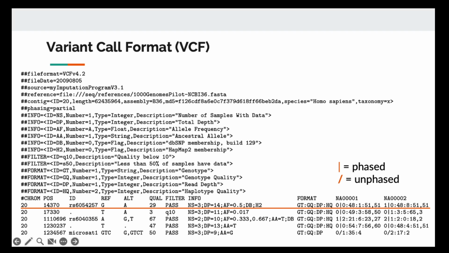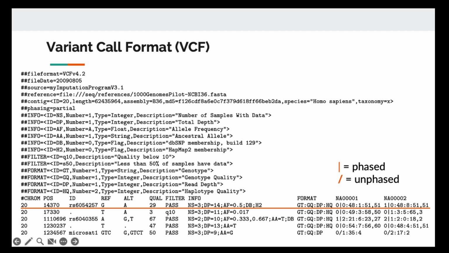And that corresponds to the format here. You notice that the format column has 4 elements: GT, GQ, DP, HQ. For each individual, you're going to have one piece of information, then a second piece of information, and so on, each separated by a colon. Each of these pieces of information corresponds to these acronyms in the format. So the first is GT, which is the genotype.